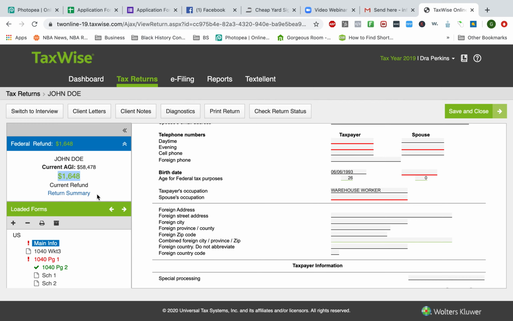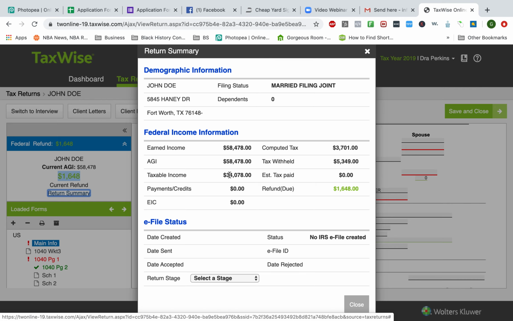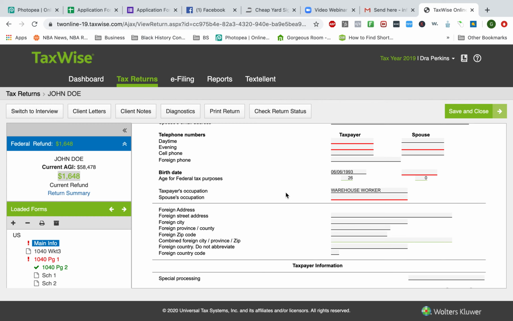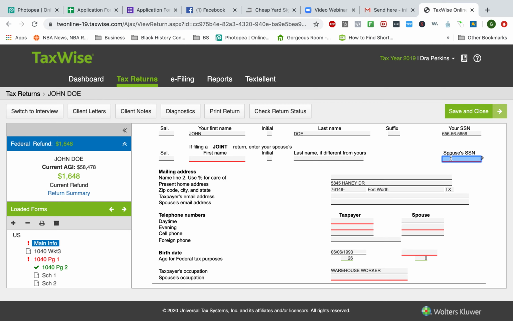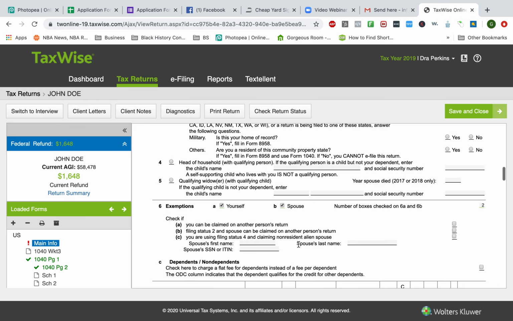So now that $58,000 income, if you go to return summary, is now taxable income of $34,000. All right. And we haven't even added any type of deductions or anything like that. So if you go to his spouse, I'll put just the reverse of the social. Okay. So with that being said, there's the spouse. And they have a dependent. So watch this.